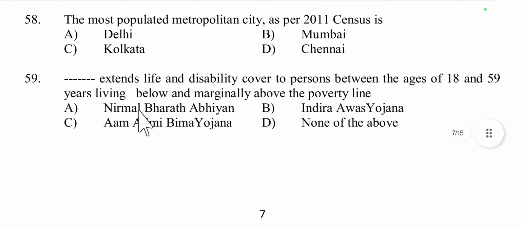Then dash extends life and disability cover to persons between the age of 18 to 59 years living below and marginally above the poverty line, that is called Nirmal Bharat Abhiyan, Indira Awas Yojana or Aam Aadmi Bima Yojana. It is called Aam Aadmi Bima Yojana, option C.